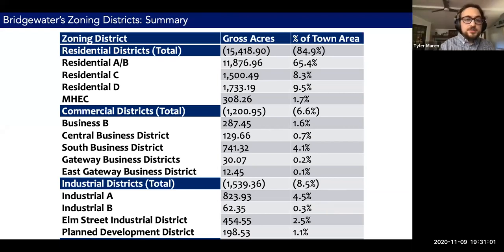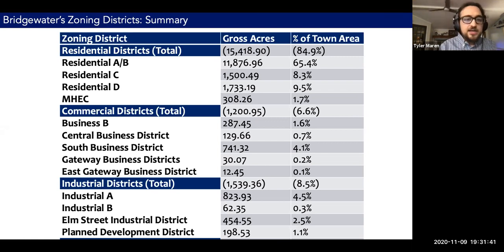Just like with the land use, residential is the majority use. A full 85% of the area of the town is zoned residential. Industrial and commercial are a bit smaller, with industrial being slightly bigger, 8.5 and 6.6% respectively. And again, residential A and B, which is that low density single family residential we saw in yellow on the use map, is 65% of the total town area and the vast majority of the residential land here. So there are 2 different ways to think about these zoning districts. They fall into 2 different categories.